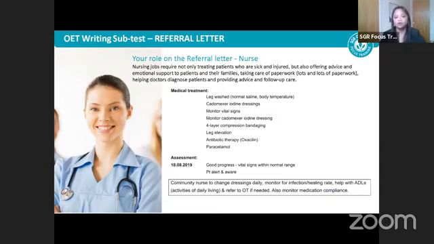Hence the reason why you are writing a referral letter, because another nurse would need to take over your job, because you are a hospital nurse. So that's the majority of the time the reason why a nurse would write a referral letter. It's because the patient is leaving your care, but still needs further care and assistance after leaving the hospital, if you're a hospital nurse, or after leaving the community health center, where you are a community nurse.